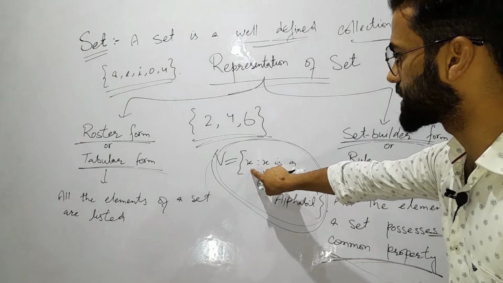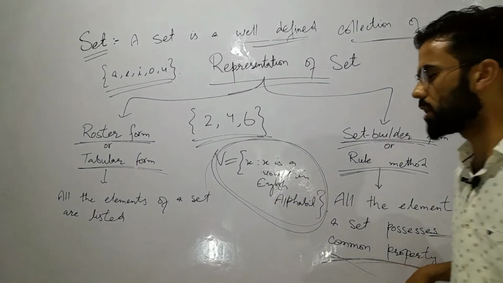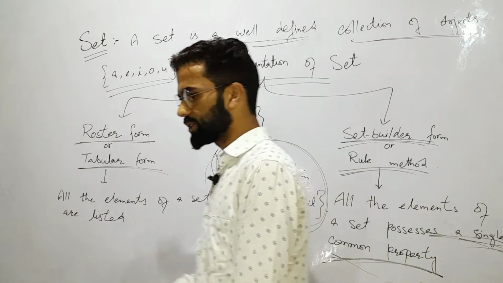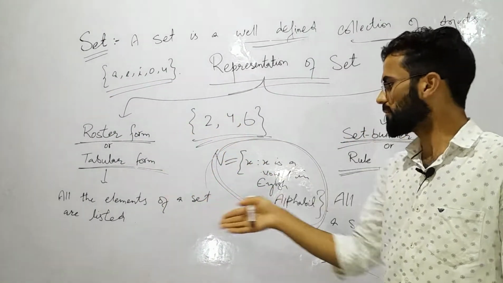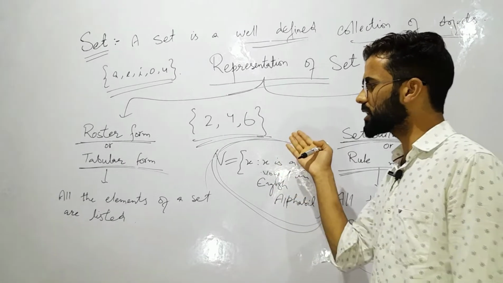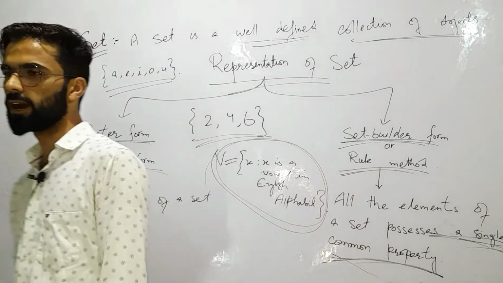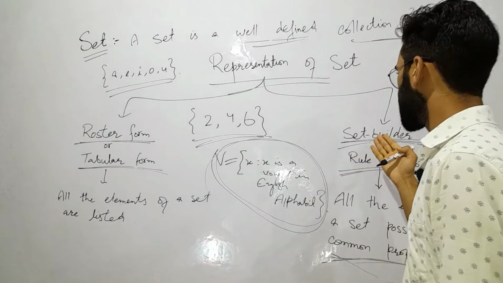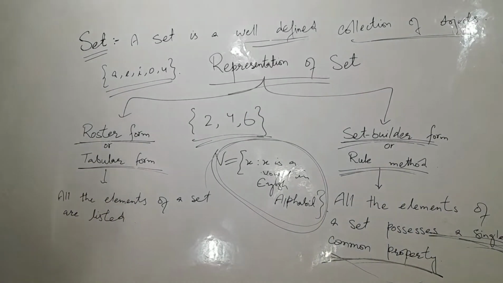All the elements of this set follow a single common property, that is English vowel. All those elements which are outside the set don't follow this property. They are consonants. So vowels are only A, E, I, O, U. जो भी हमारे पास vowel है वही आएंगे इस सेट में. उसके अलावा और कोई नहीं आएगा और कोई आ भी नहीं सकता क्योंकि वो ये property follow नहीं करते हैं. So this is our set builder form, or sometimes called rule method.